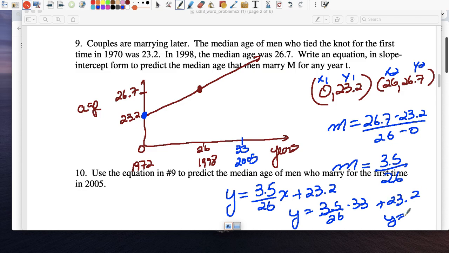So in 2005, what is the median age for men to get married? Who knows? 3.5 over 26 times 33 plus 23.2, and the final answer is 27.6 rounded. So in 2005, this point right here is 27.6. Men are getting married even later. Okay.